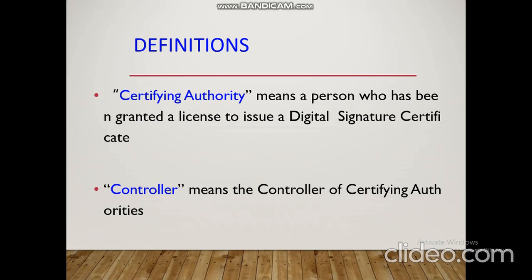So let us see what is the definition of certifying authority. Certifying authority, or we call it as CA. CA means a person who has been granted the license to issue a digital signature certificate. Only CAs will be allowed to give the digital certificates to each person. So what is controller? Controller means the controller of certifying authorities.